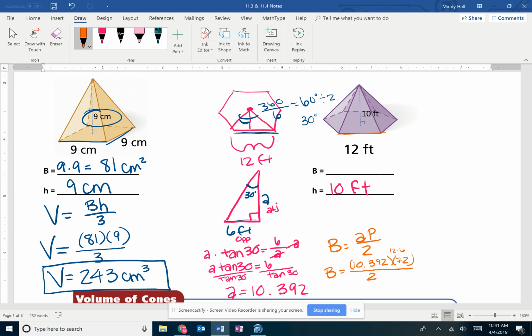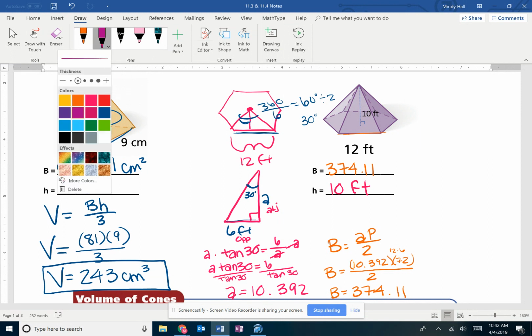So then 10.392 times 72 divided by 2. Oops, I pushed the wrong button. Hold on. Divide by 2. There it goes. And that gives us a base area of 374.11. And again, this is approximate because I did round some. So if you got slightly different, it's not the end of the world. But since we know our base area is 374.11, now we have all of the information we need.